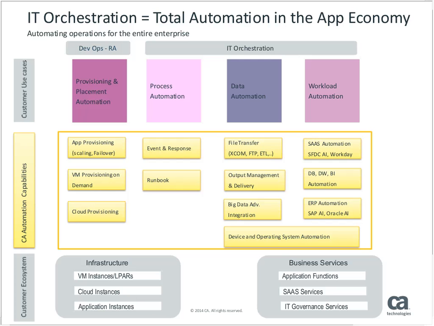The last of this is the customer ecosystem. You know, the infrastructures with VM instances, LPARs, cloud instances, application instances. The business services, the applications, and the SaaS services and the governance that's associated with that.